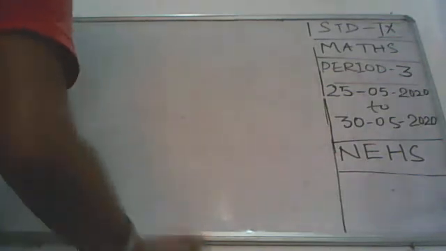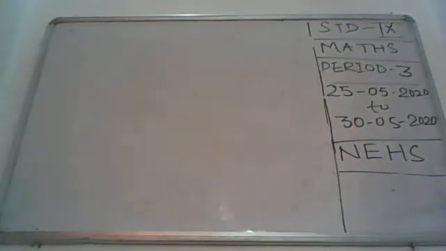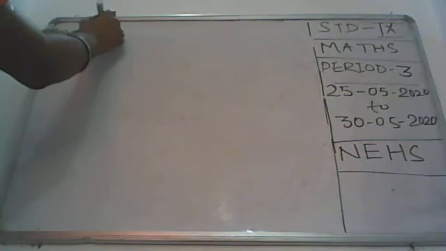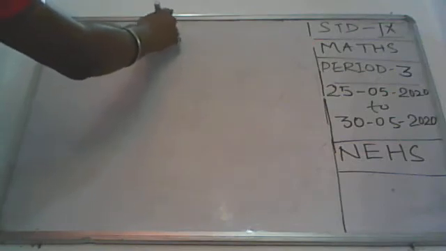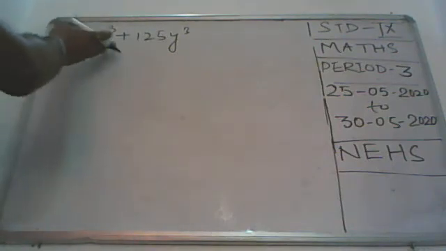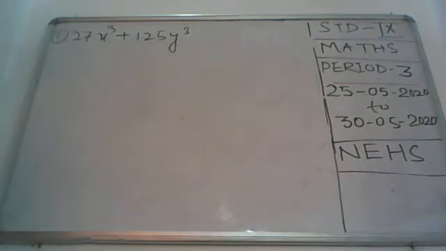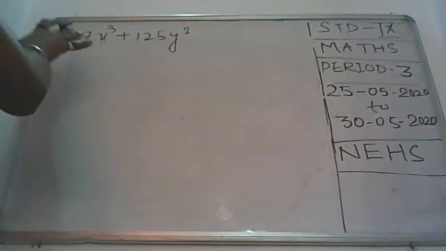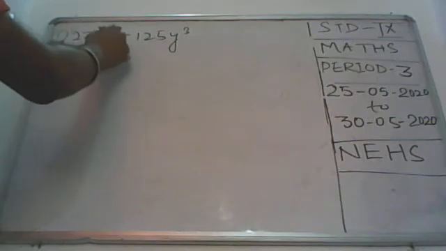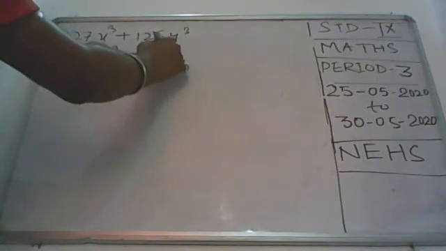So now see here. Suppose they have given us 27x cube plus 125y cube. You will say, sir, what is this? This is 27x cube, this is 125y cube. When numbers are given, first check whether they are perfect cubes. Yes, they are perfect cubes. This can be written as 3x whole cube, and this as 5y whole cube.